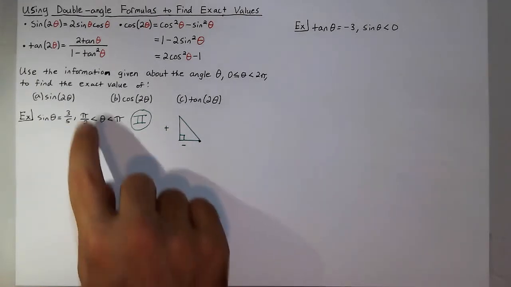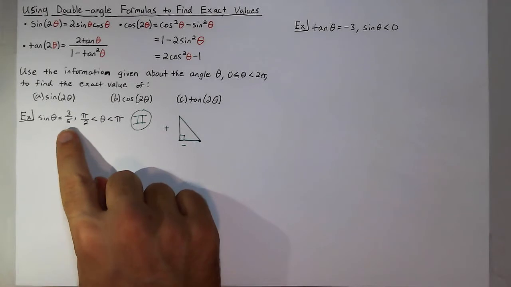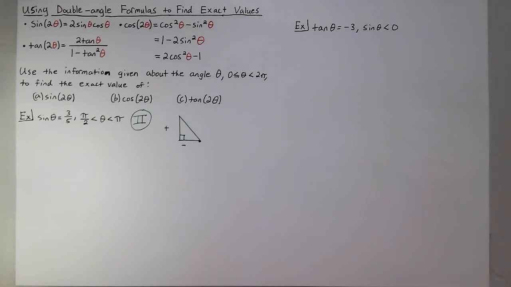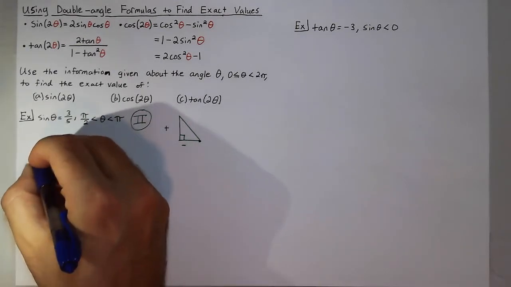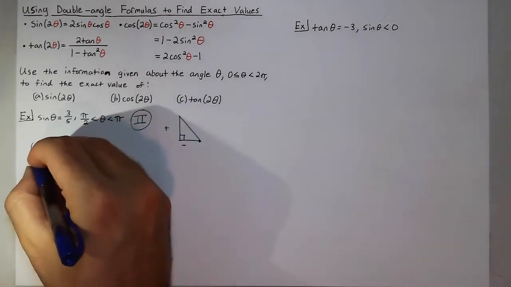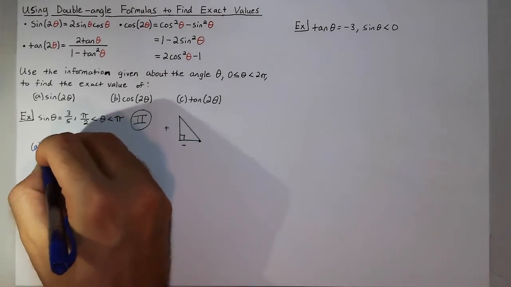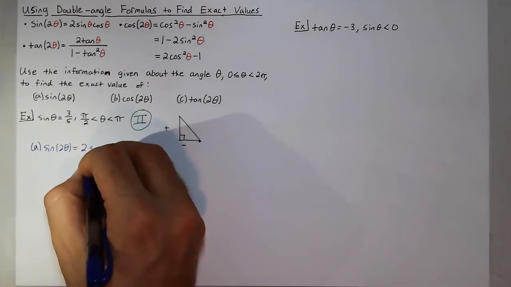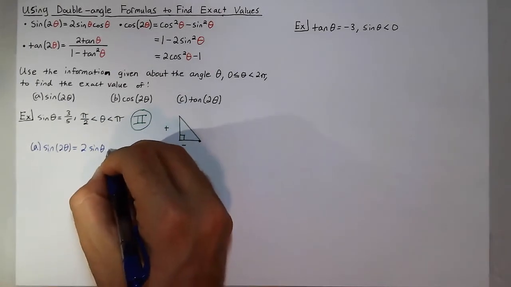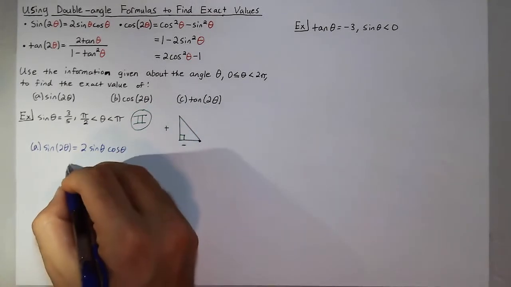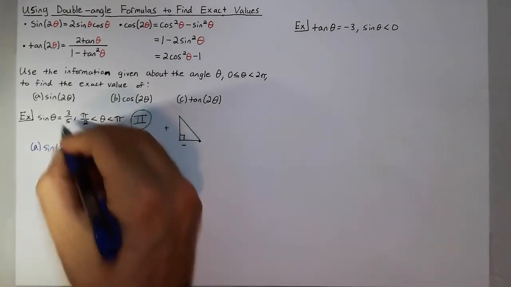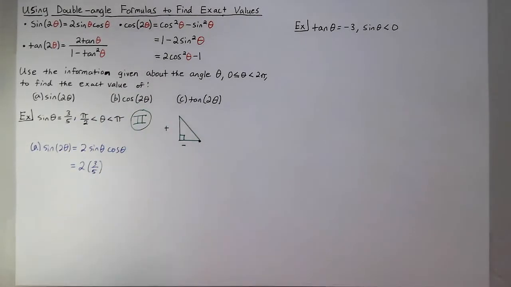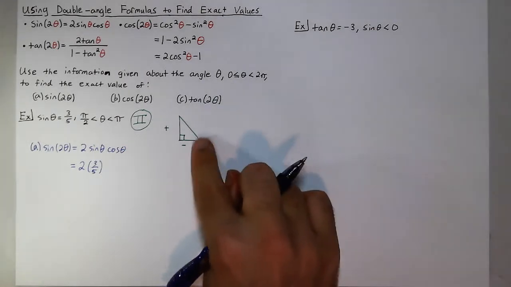So now, for sine of theta is equal to 3/5, I want to find sine of 2 theta. So sine of 2 theta for part A, sine of 2 theta is equal to 2 sine of theta times cosine of theta. Now, luckily, I know what sine theta is. That's 3/5. But I don't know what cosine of theta is yet. So that's what I'm going to use this reference triangle for here.